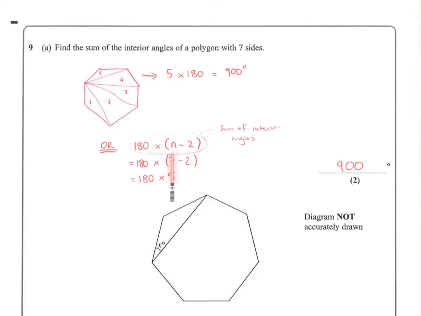Alternatively, use the formula. Sum of interior angles of an n-sided polygon, 180 times n, which is the number of sides, minus 2. 180 times 7 minus 2, 7 minus 2 is 5. 180 times 5, 900.